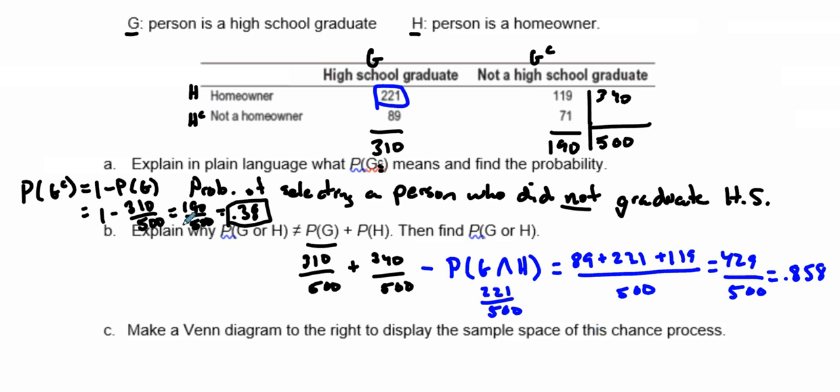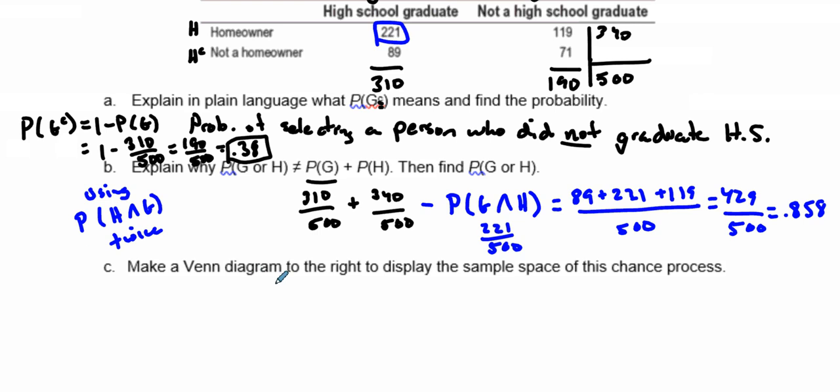All right, and explain why? Well, because we are using the probability of H and G twice. So we have an overlapping event.